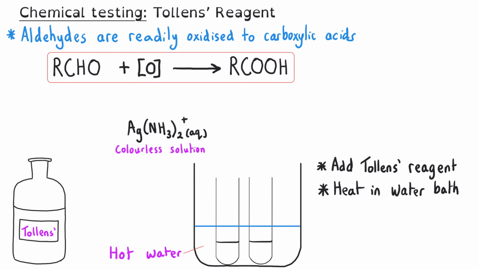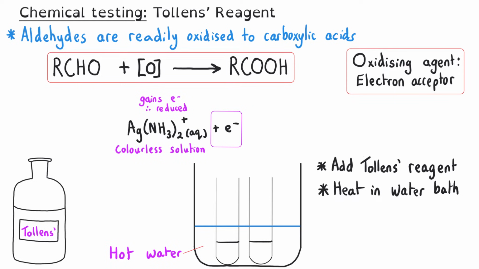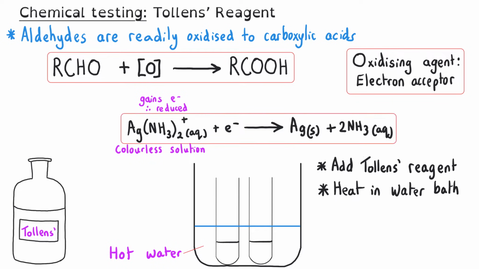Tollens' reagent, before we start, is a colourless solution of silver nitrate dissolved in aqueous ammonia. And when we heat it with the aldehyde, the aldehyde is oxidized and the Tollens' reagent is reduced. And the complex ion of Ag(NH3)2+ gains electrons and so gets reduced. That's what oxidizing agents do. They gain electrons, they accept electrons, and they turn into solid silver, which has got no charge, and aqueous ammonia.